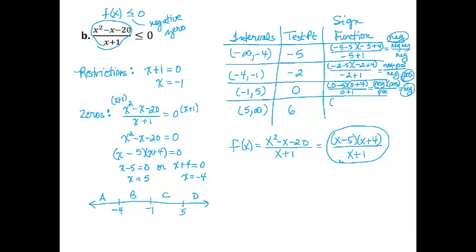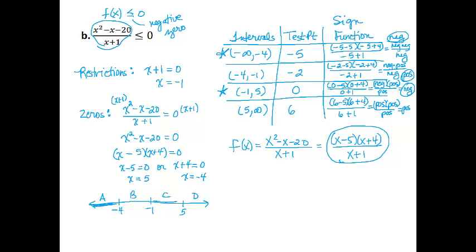And if we substitute 6, we get 6 minus 5 times 6 plus 4 divided by 6 plus 1, which is a positive times a positive divided by a positive. And that results in a positive value. So the only intervals that are negative are intervals A and C. Right, we want to solve where f of x is less than 0, or negative.